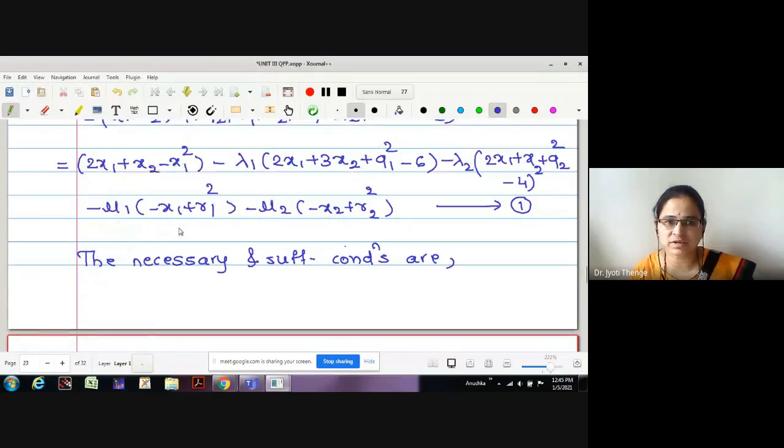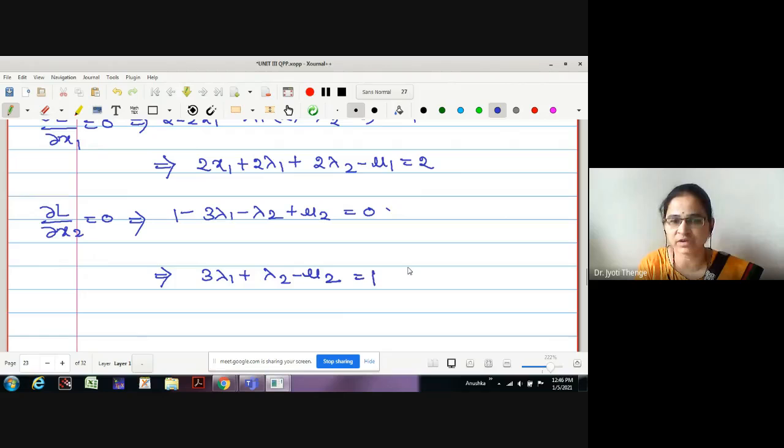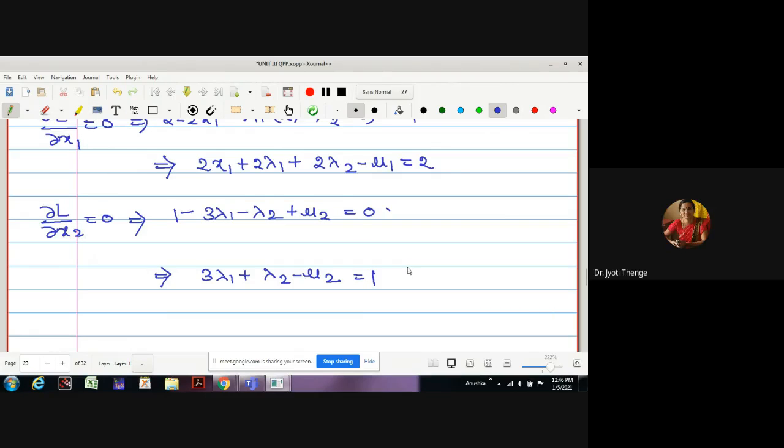Again, this bracket gives me 0. This gives me plus mu 2 equal to 0. Let me simplify this again by multiplying with a negative. This is 3 lambda 1 plus lambda 2 minus mu 2, minus 1 left, let me shift it to the right. This gives me plus 1. Okay, two constraints we have obtained.